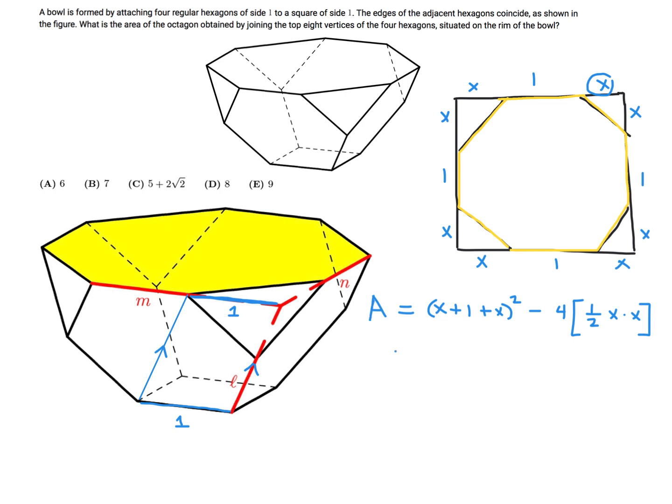Now we just have to sub 1 into here. So if we do, this will become 3 squared, I believe, right? 1 plus 1 plus 1 is 3. And this becomes, sorry, 2 times 1 squared, so that's 2. So this is 9 minus 2, which is 7. And there you go. 7 is the answer. That would be B.